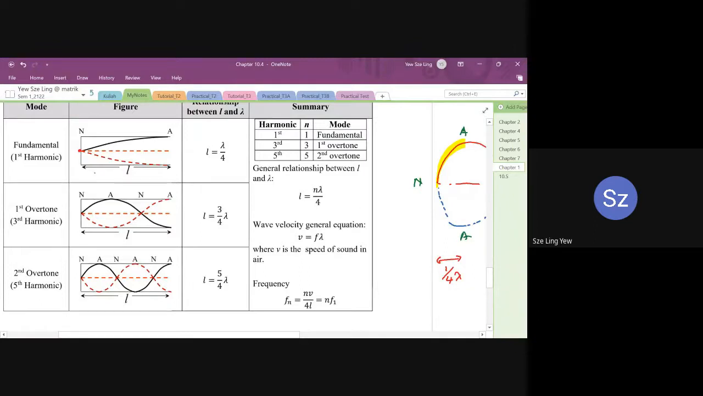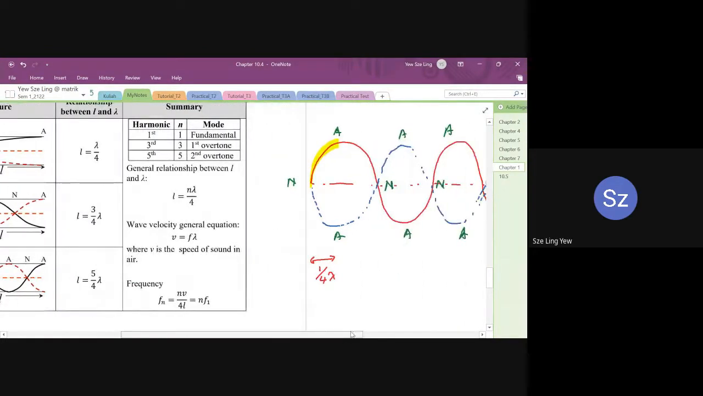The relationship between the length L and the wavelength is L equals lambda over 4, because this is only 1/4 wavelength. This one we call the fundamental frequency, or first harmonic. Then the second length that will give you one node and one antinode, let's go back to the diagram again.